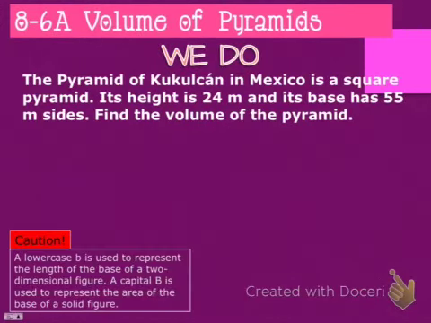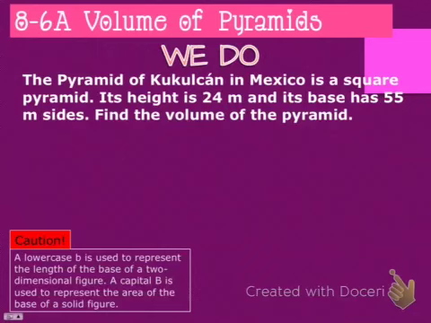Okay, this next problem is the last we-do question that we're going to do together, and then the rest are going to be for you to try on your own. But this one says the pyramid of Kukulkan in Mexico is a square pyramid. So a square pyramid means that it has a square base. Its height is 24 meters, and its base has 55 meter sides. So its base length and width are both 55 meters. We want to find the volume of the pyramid.